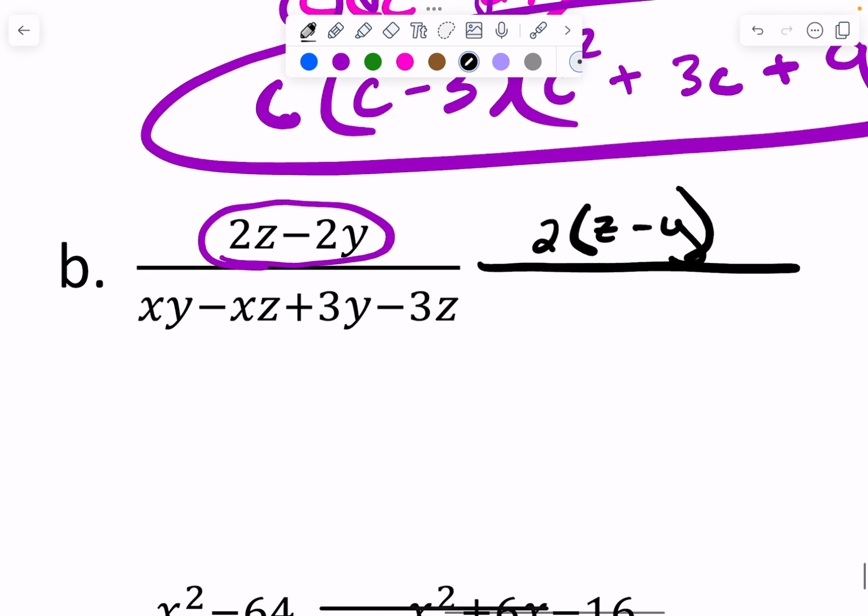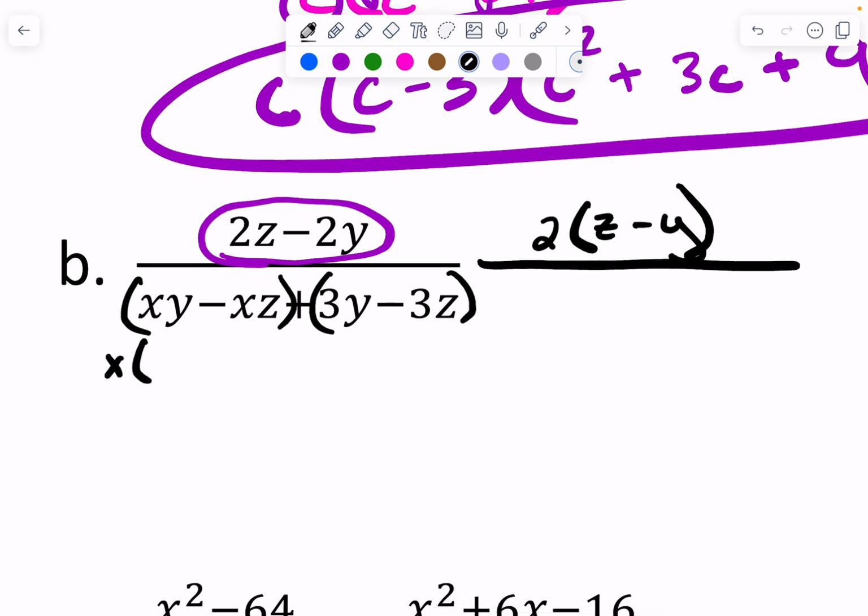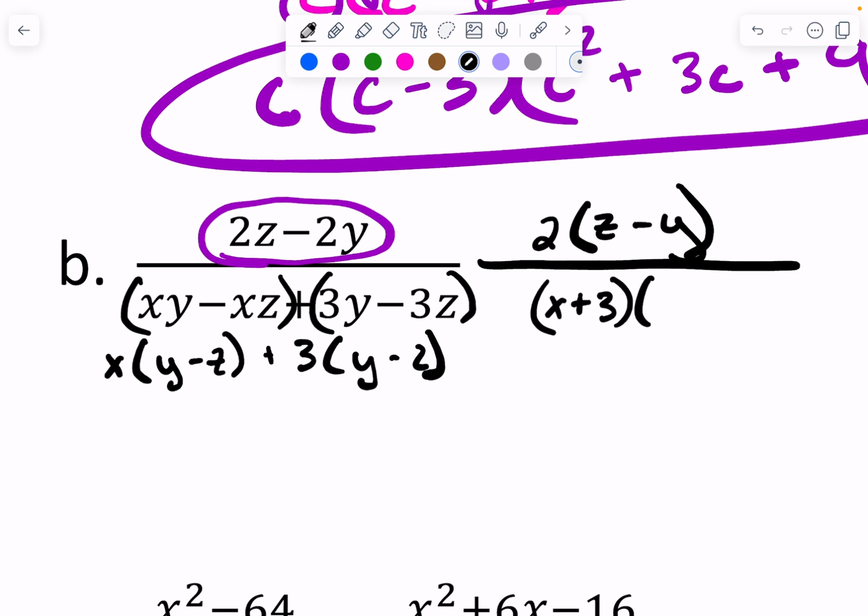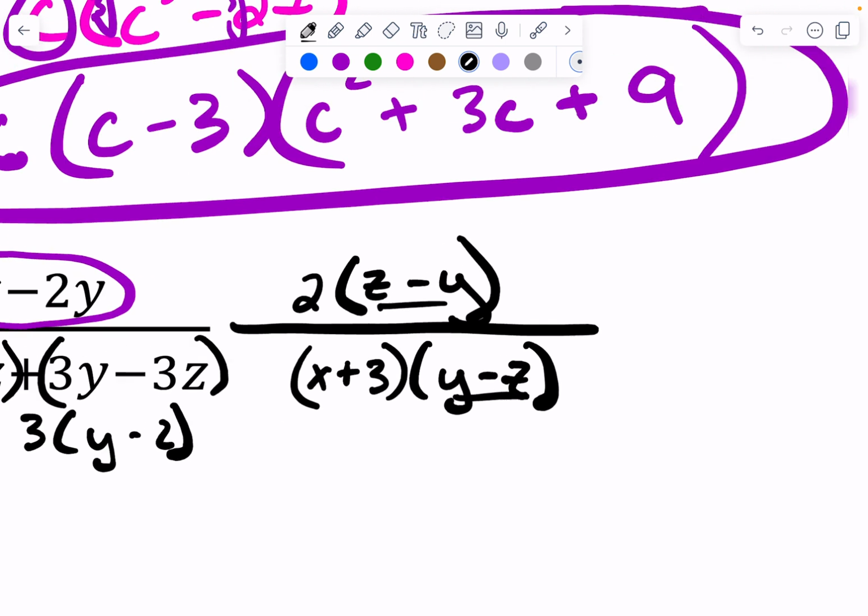All right, this one is factor by grouping. So here we go. If I group those two, because it's 4 pieces, so I have to factor by grouping. If I pull an X out, I'm left with Y minus Z. If I pull a 3 out, I'm left with Y minus Z. So my 2 pieces are X plus 3. Oh, shoot. And Y minus Z. Oh, dang. Not Z minus Y, those are different, right? Oh, crap. So nothing cancels.